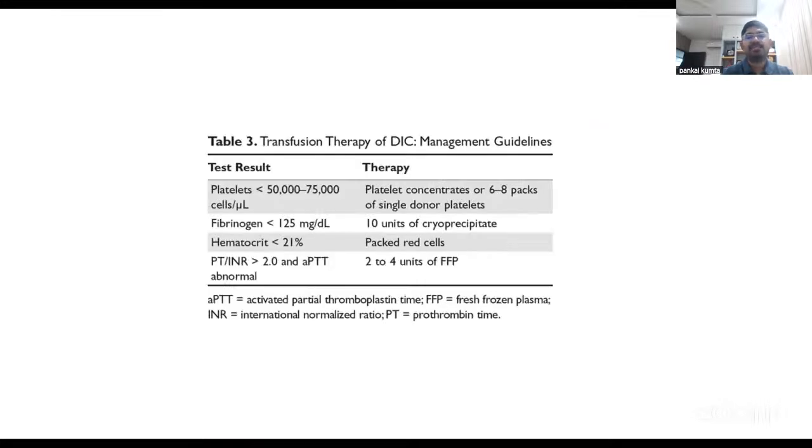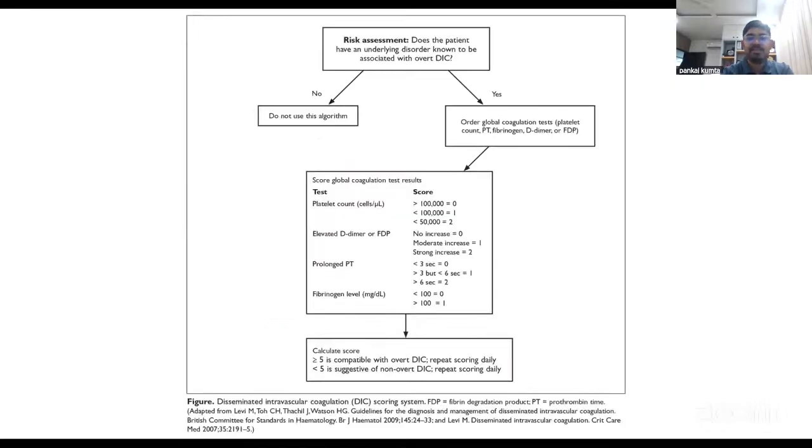And if you look at the transfusion therapy, please note that in the DIC score, the APTT is not taken as a value. So that is something you need to keep in mind, as it is a typical question that tends to be asked, at least in vivas.